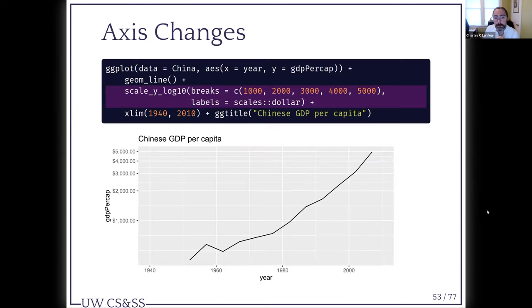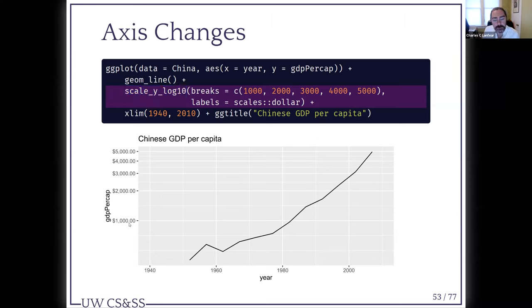Okay, here's an example. I'm going to take a ggplot of my China data, x equals year, y equals GDP per capita. Knowing a little bit about GDP per capita, I might expect it is not going to increase in a linear fashion, but rather a logarithmic fashion. GDP per capita tends to increase multiplicatively instead of linearly. So I'm going to say, let's make a line plot of it, but let's change the scale on the y-axis to be scale y log 10.